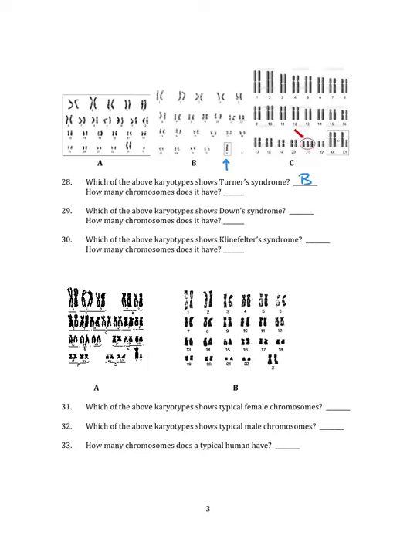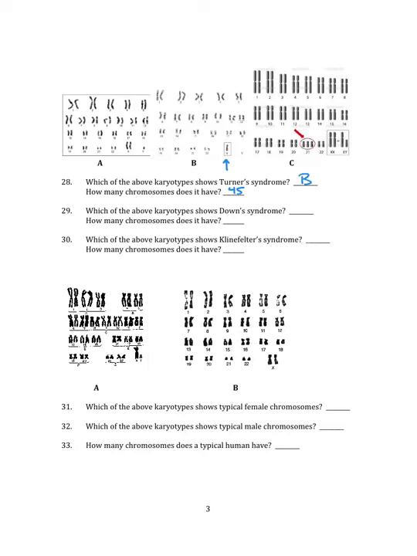Somebody who has Turner syndrome is missing a chromosome. Normally you'd have two X chromosomes because chromosomes always come in pairs. And so somebody with Turner syndrome has 45 chromosomes instead of 46 chromosomes. Number 29 says which of the above karyotypes shows Down syndrome.